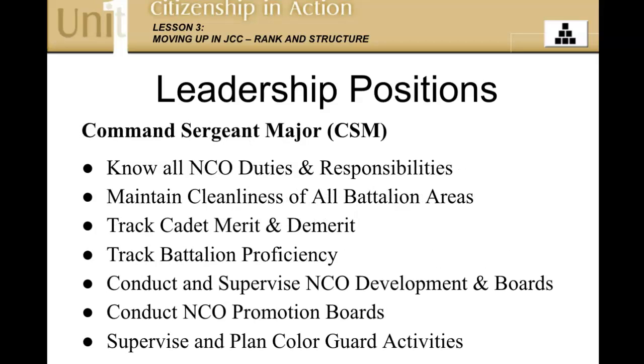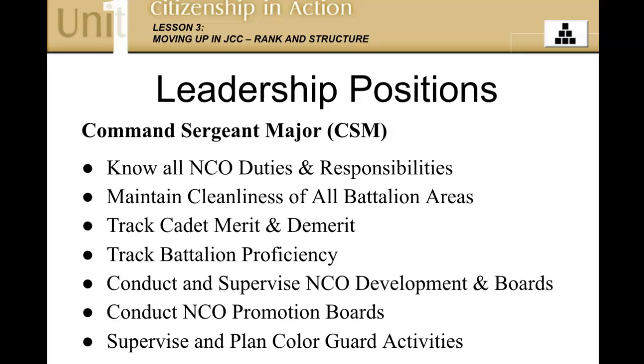Command Sergeant Major is third in charge. In this case, they're going to know all the NCO or non-commissioned officer duties and responsibilities. They're going to maintain the cleanliness of all battalion areas. So they're responsible for coordinating with the individual squad leaders and team leaders and platoon leaders to make sure that they're cleaning up their area at the end of each class or each event.